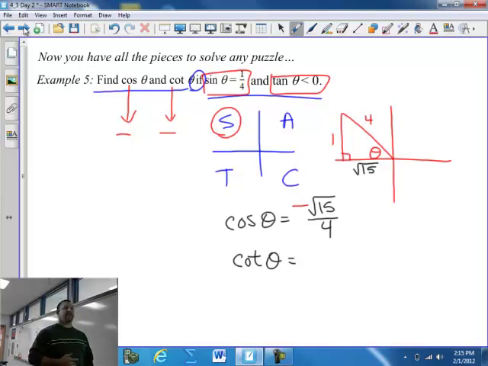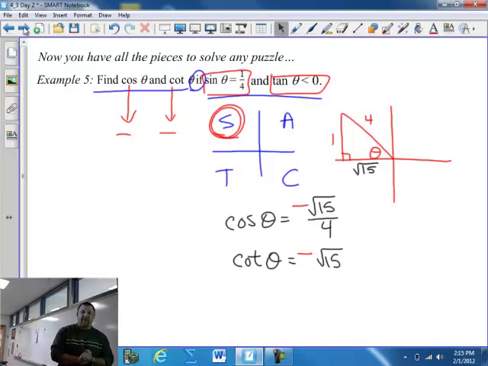Okay. All right, cotangent of theta. Cotangent is? The reciprocal of tangent, so it is adjacent over opposite. So that is square root of 15 over 1. You can write the 1 if you want to, but we're in quadrant 2. So we're going to have a negative cotangent as well. That's it. That's all there is to 4.3 day 2. And that's all there is to the first half of chapter 4.